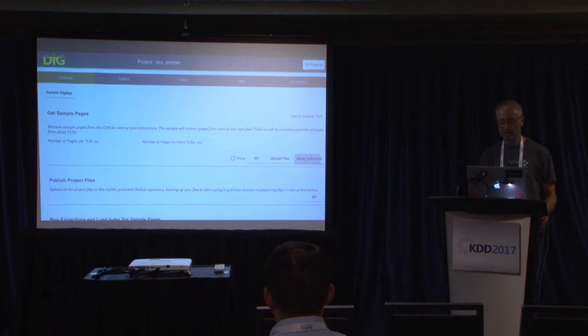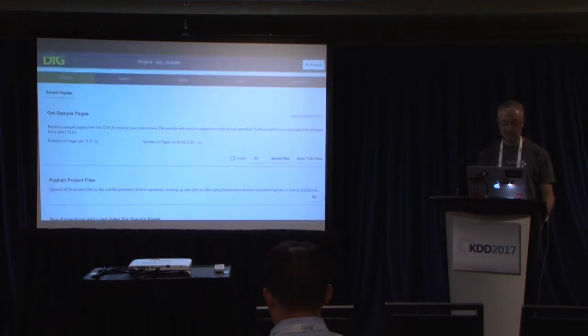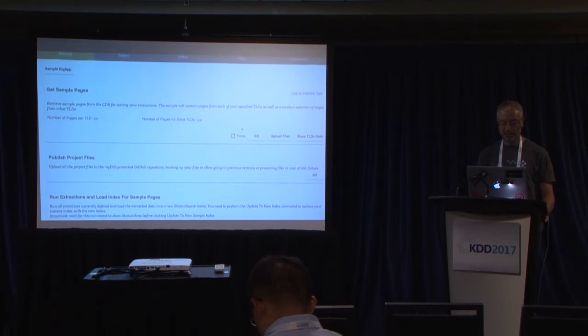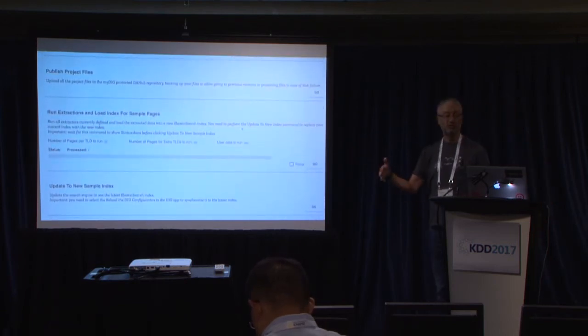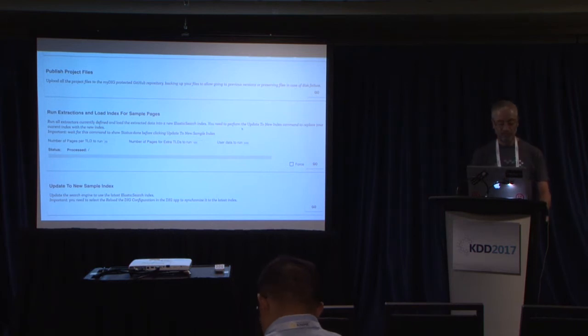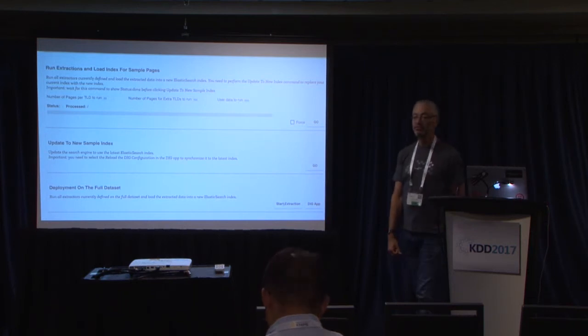And so it shows here, what are all the TLDs? They call them TLDs, top-level domains, even though they are second-level domains. But then you can get your samples. Then you can run the extractions over and over as you improve them. And then if you press this button, it'll run on the whole data set.